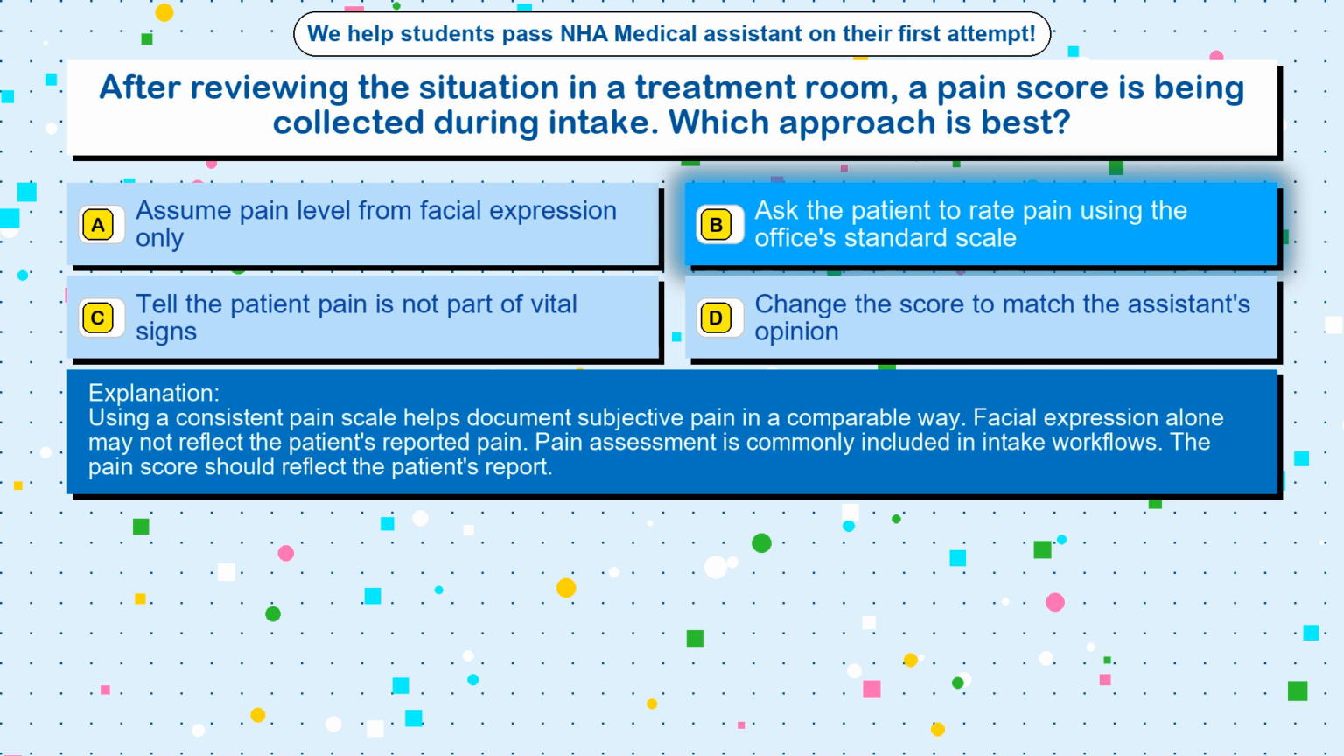Using a consistent pain scale helps document subjective pain in a comparable way. Facial expression alone may not reflect the patient's reported pain. Pain assessment is commonly included in intake workflows. The pain score should reflect the patient's report.